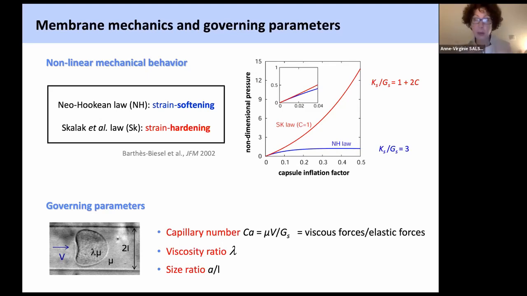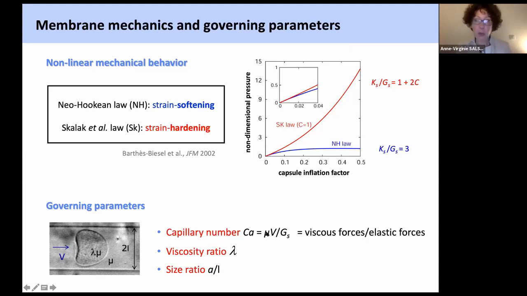Then in terms of governing parameters, the non-dimensional parameters, we're really fond of non-dimensional parameters in fluid mechanics. So here are the ones governing the capsule deformation. The first one, I should have put capillary number with brackets. It's an elastic capillary number, because you see that I'm talking about Gs, the surface elastic modulus of the membrane. So I'm comparing with this capillary number the viscous force induced by the fluid flows with respect to the elastic forces, the response of the membrane, which is a bit different to what is done with drops. So it's an extension of the definition of what is done in the world of drops.